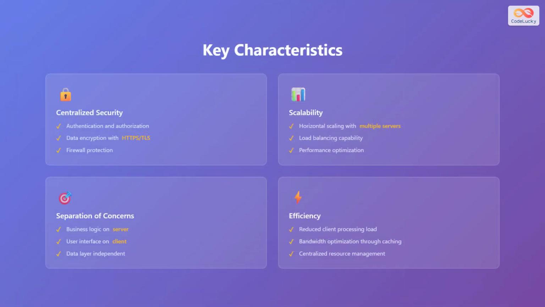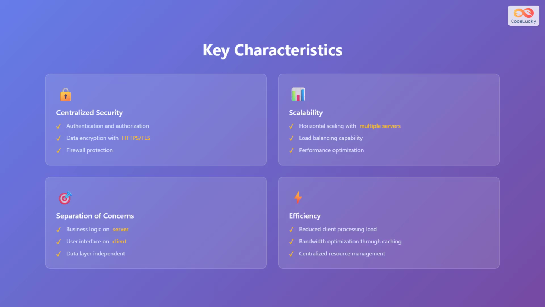Client-server architecture has several key characteristics that make it so effective. First, it provides centralized security. All authentication, authorization, and data encryption happen on the server side using HTTPS and TLS protocols. The server also acts as a firewall, protecting your data. Second, it offers excellent scalability. If you need to handle more users, you can add more servers and use load balancing to distribute requests across them.